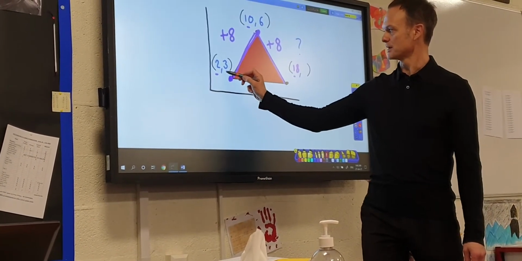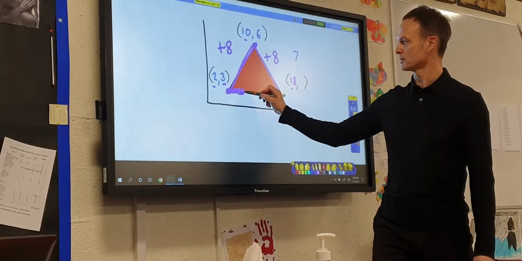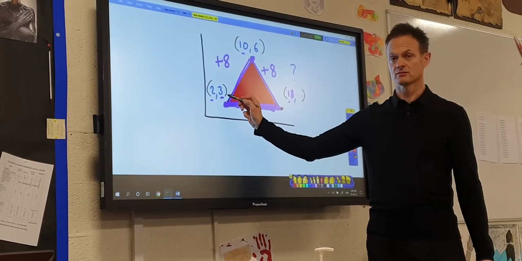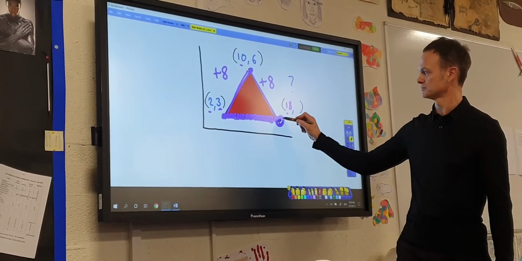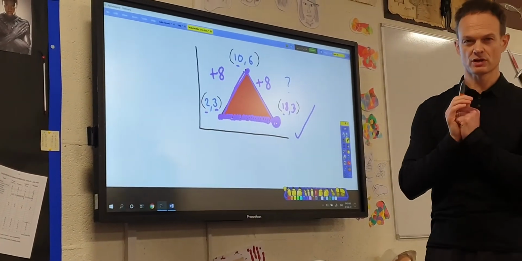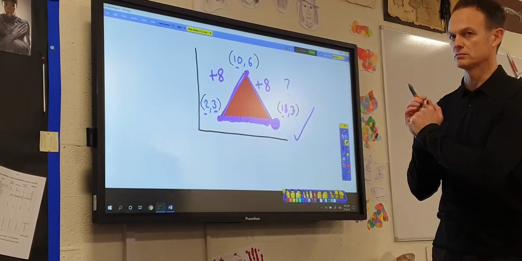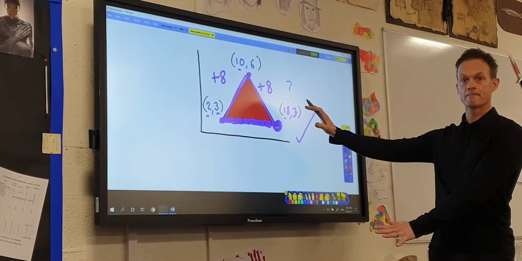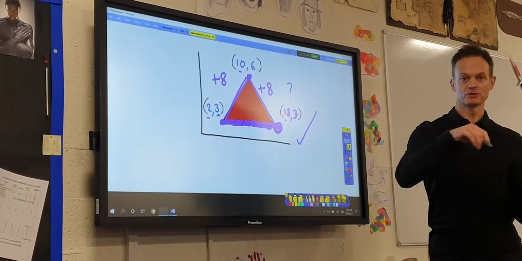My up coordinate here is the same all the way along this line. Anything on this line is 3 up, because it tells me it is there. So this point here must be 3 up. So 18, 3 is correct. If you're struggling, watch it again. We could do another practicey one. We will do another practicey one, but we'll do ours after this video.